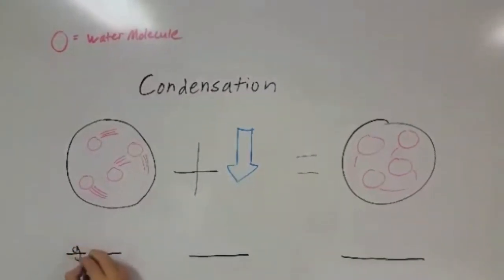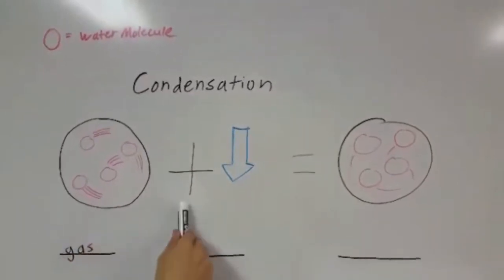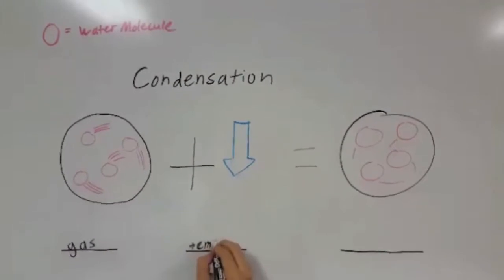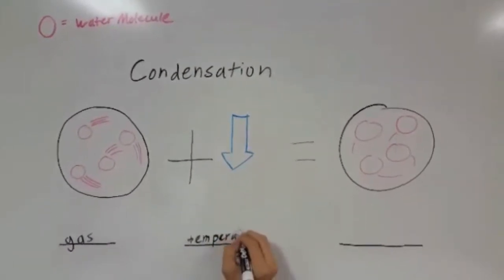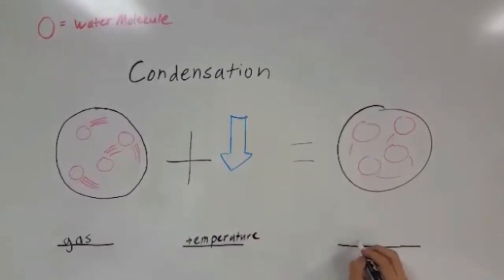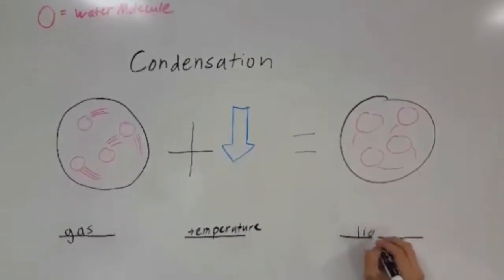Condensation is when a gas turns into a liquid. So we have our gas plus a decrease in temperature. This decrease in temperature is going to slow down and condense our water molecules in the gas form, and it's going to put it into our liquid form.